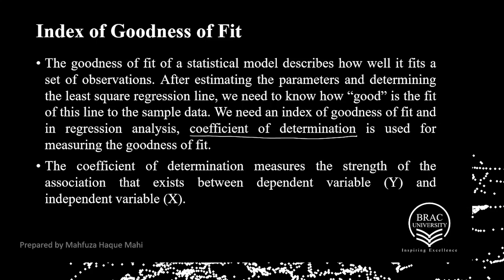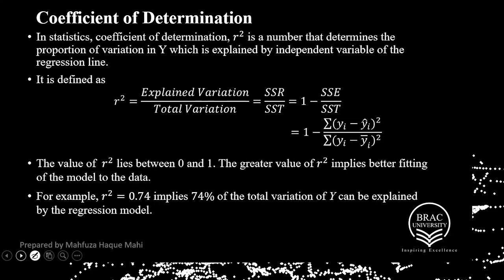The coefficient of determination measures the strength of the association that exists between the dependent variable y and the independent variable x. In statistics, the coefficient of determination is denoted by r square. You can see this expression as capital R square somewhere. You can denote it by small r square or capital R square. So this is a number actually.